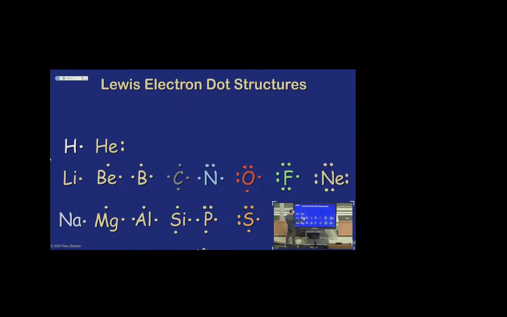Then 2s2, 2p1, 2p2, 2p3, 2p4, 2p5, 2p6, until there's 8 electrons, the 2s's and the 6 p's here at the end of the periodic table, the last column of the periodic table. So just an arrangement of electrons as dots.